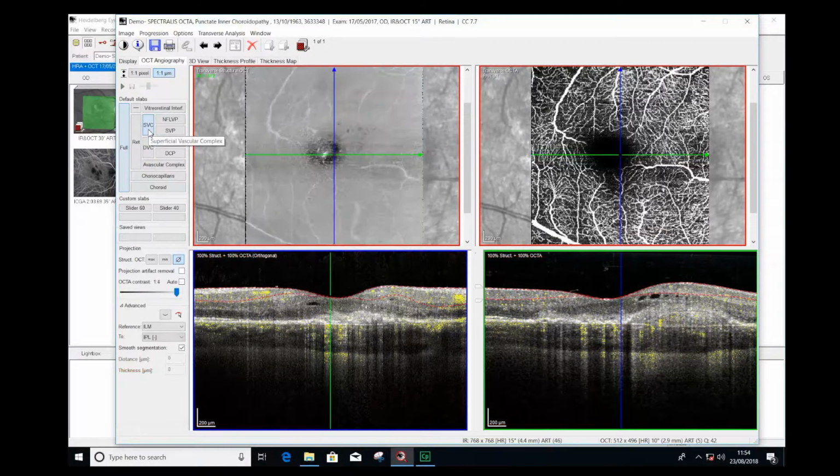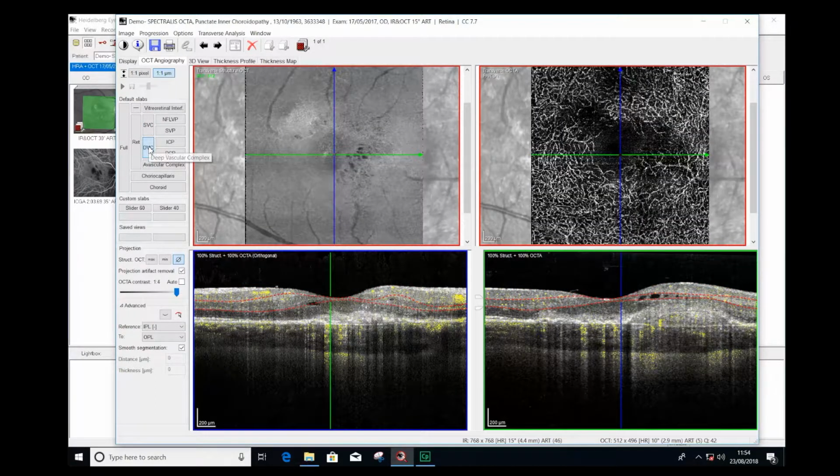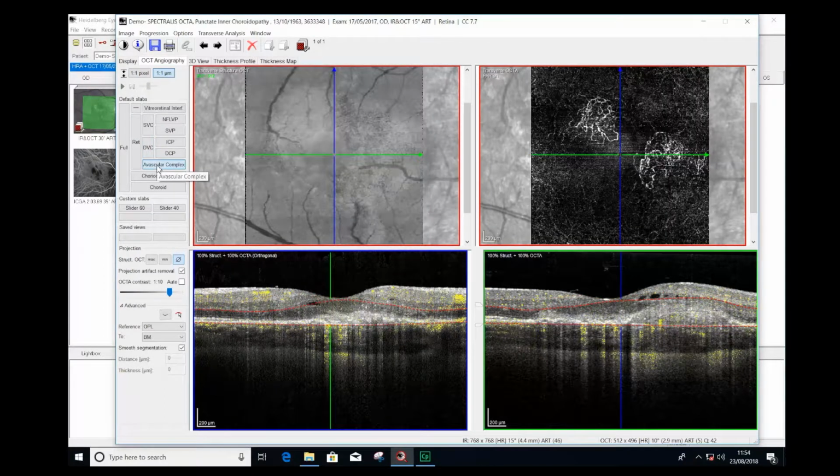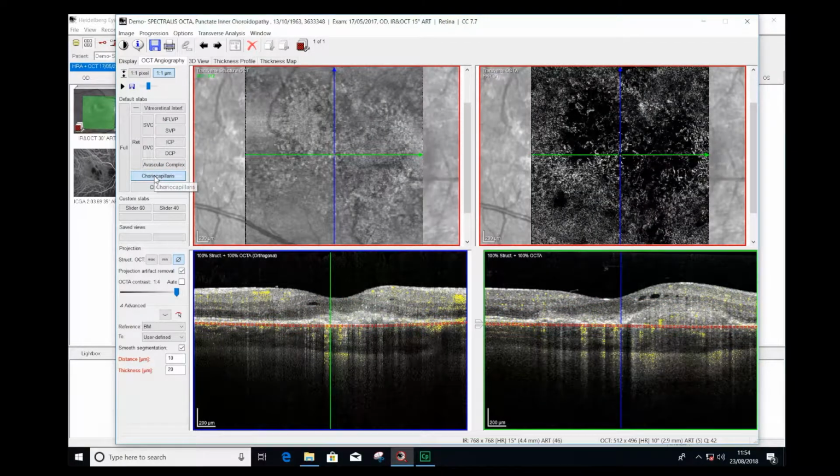segmentation. Superficial vascular complex looks relatively normal, as does the deep vascular complex. The avascular zone shows two discretely identified vascular lesions with disorganization of the choriocapillaris and also the choroid.